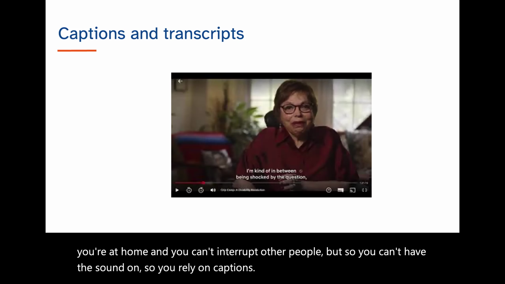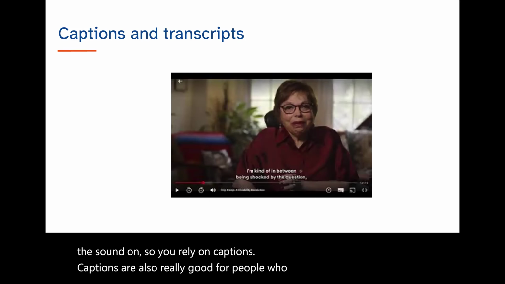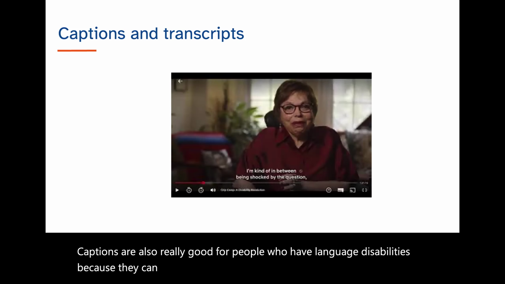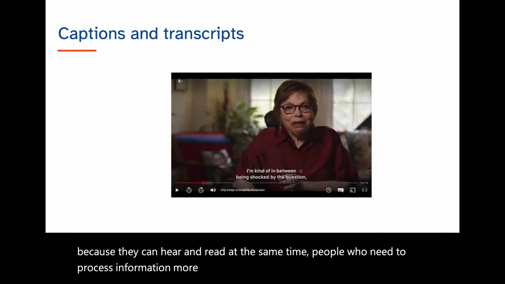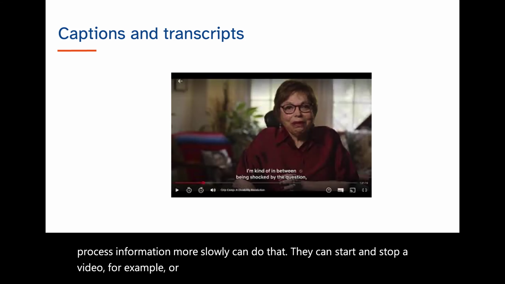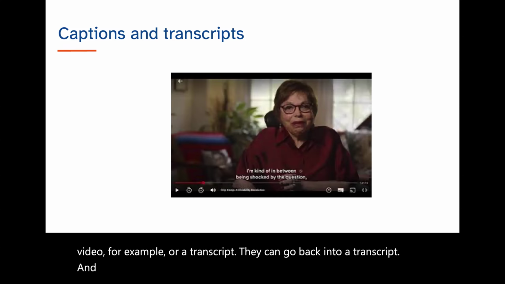Captions are also really good for people who have language disabilities because they can hear and read at the same time. People who need to process information more slowly can do that. They can start and stop a video, for example, or a transcript. They can go back into a transcript and reread and move at their own pace.